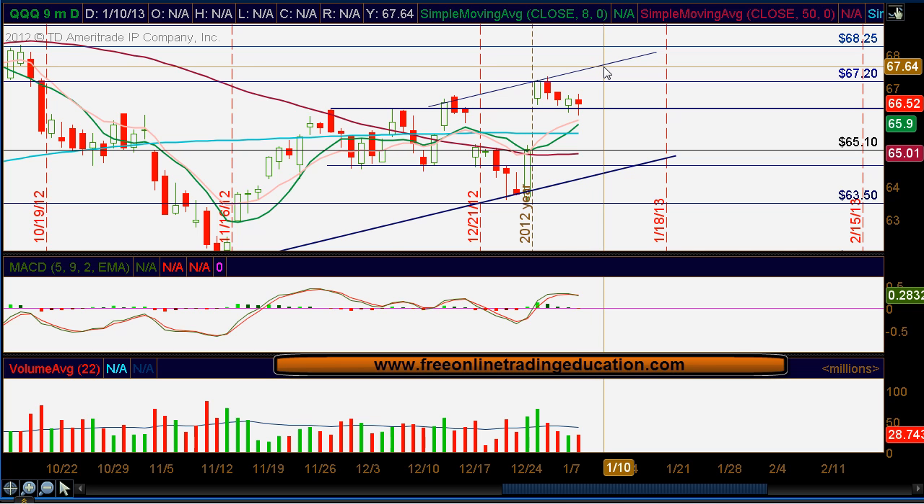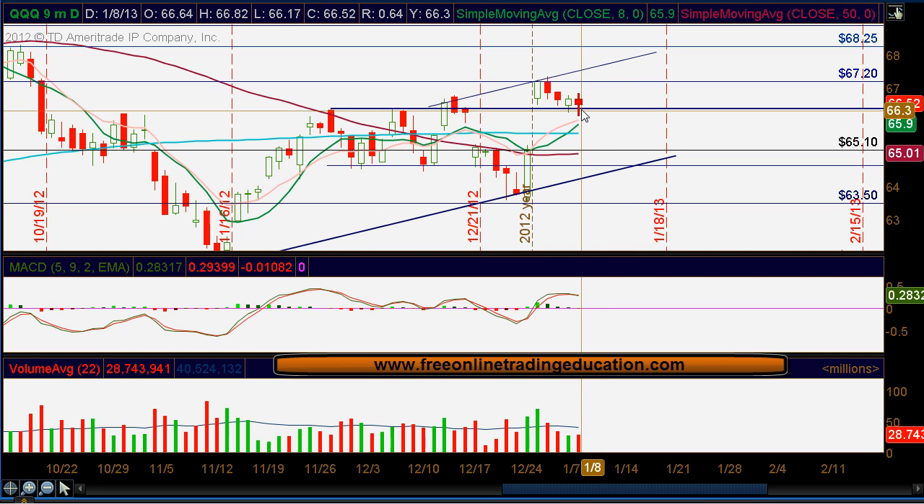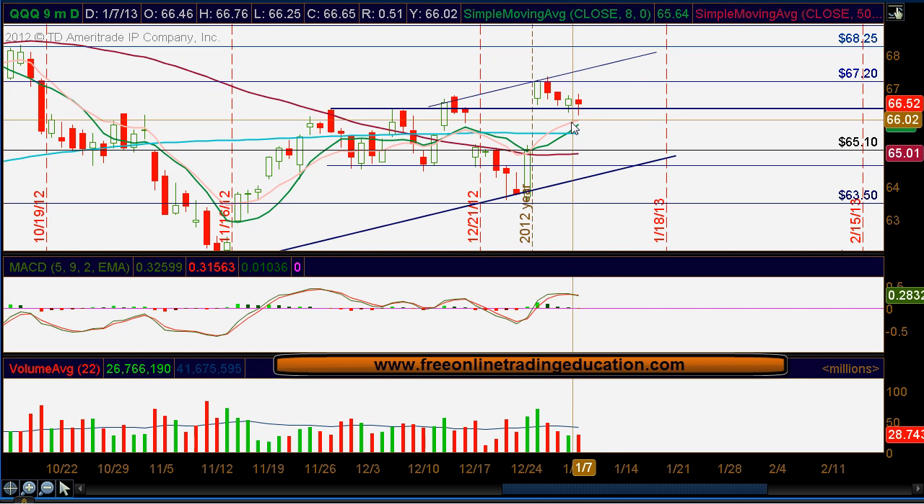67.65. And then if we do ever get there, we could head higher to that next area of resistance up here, 68.25. But if we do instead pull back down, we have quite some support to overcome and break through on the way down if we do ever see that happening.